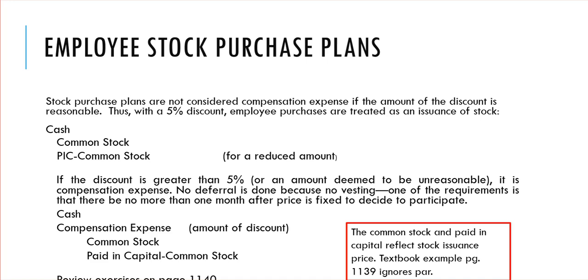If they get more than 5%, the rule is it needs to show up as compensation expense. It's not the amount, which is the 5%, or the amount over the 5% that shows in compensation expense. It is a total amount, which means common stock is par times number of shares. Paid in capital is market price minus par times number of shares. What is compensation expense? Compensation expense is the total amount of discount the employee is getting.